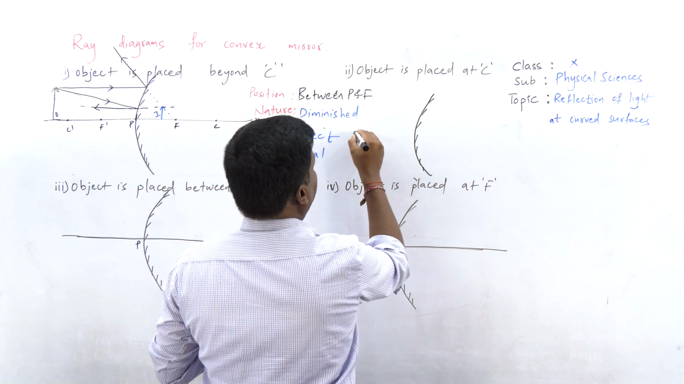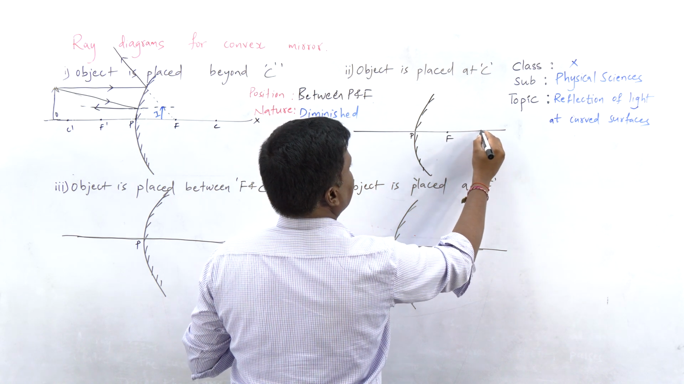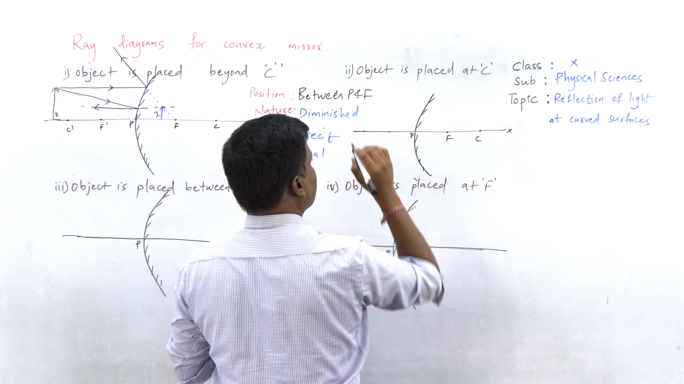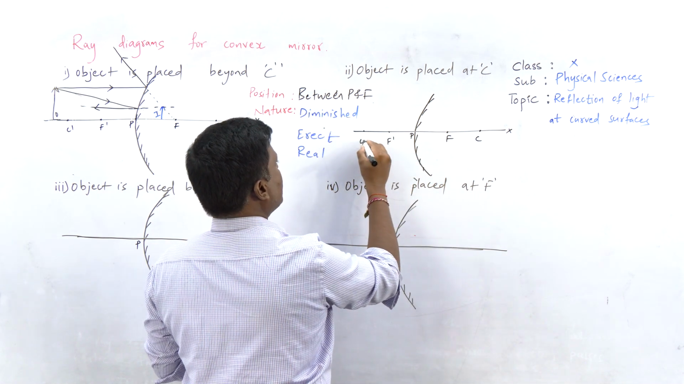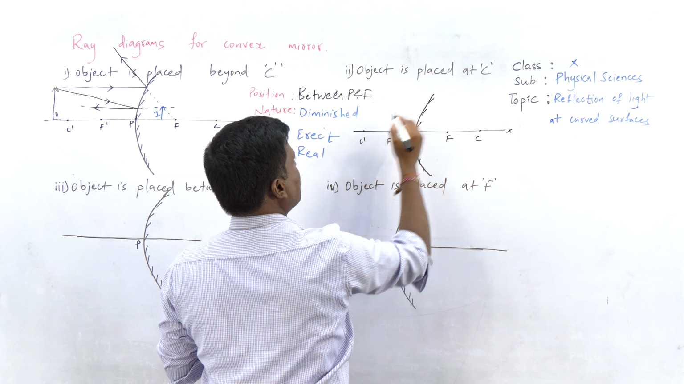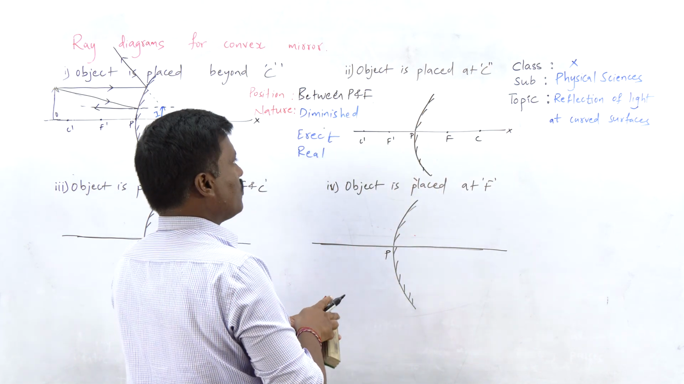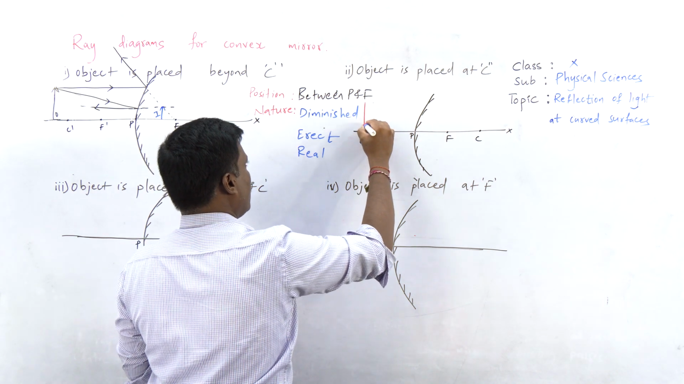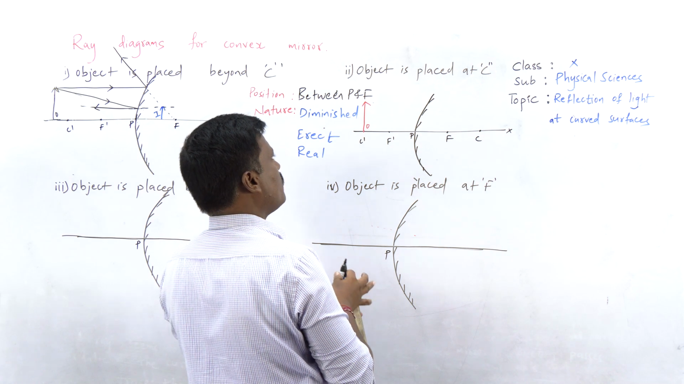Convex mirror, and this is our principal axis. This is the real focus and this is the real center of the curvature. This is the virtual focus and virtual center of the curvature. Now, where do we have to place the object? We have to place the object at the center of the curvature. So, this is our object. I am going to draw the object this way. What are the rules to draw the ray diagram?